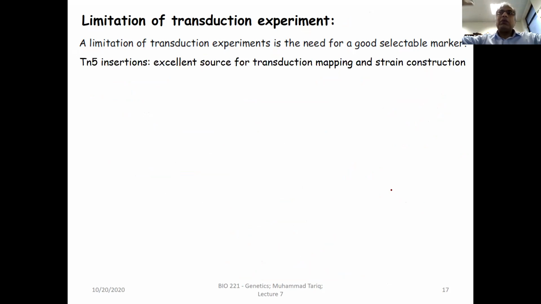However, they took one step more and they said, okay, we can use our Tn5 mutagenized mutant population to perform transduction and then transduce and select for kanamycin. Did you get what I'm saying? No, sir. Could you repeat that?